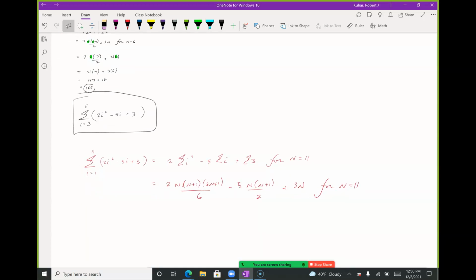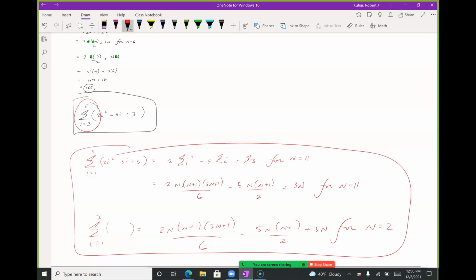But notice my sum says start at 3. So I really have to subtract off the sum of the first two terms. I could do that a couple of ways. I like saying the sum from i equals 1 to 2 is the same, right? So it's 2 times n times n plus 1 times 2n plus 1 all over 6, minus 5 times n times n plus 1 all over 2, plus 3n, for n equals 2. And then once I get those two results, I subtract them and I get the whole sum.